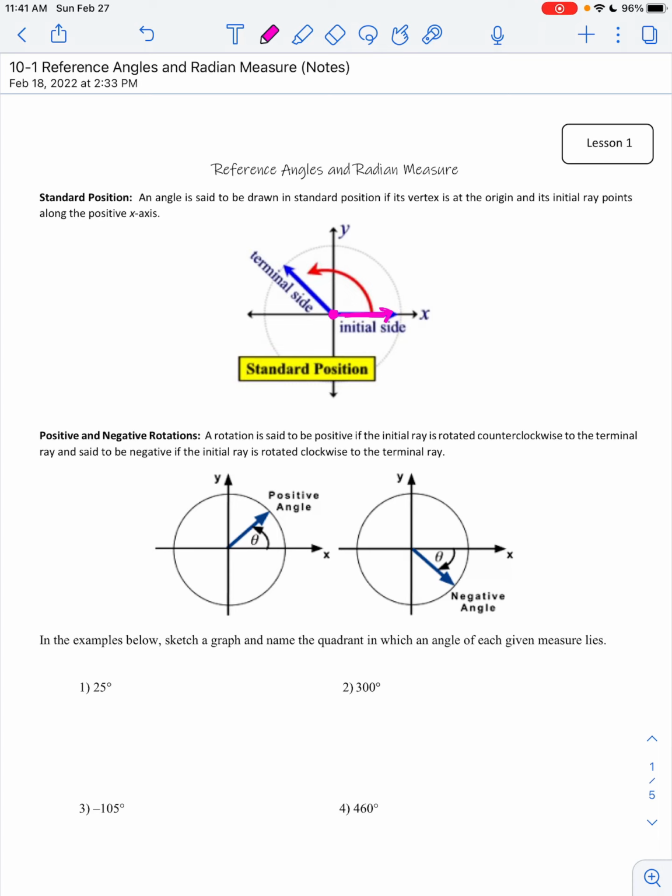We're going to talk about this arrow in red in a minute. This part here, the ending side of your angle, is called the terminal side. This red arrow is just showing the way that your angle is rotated.